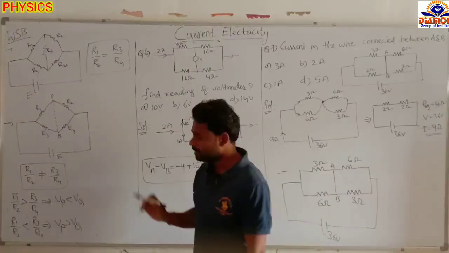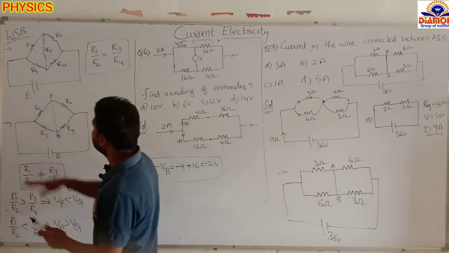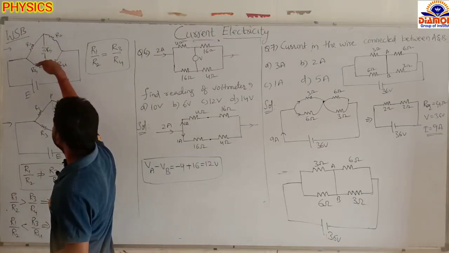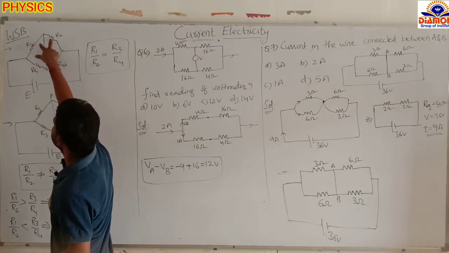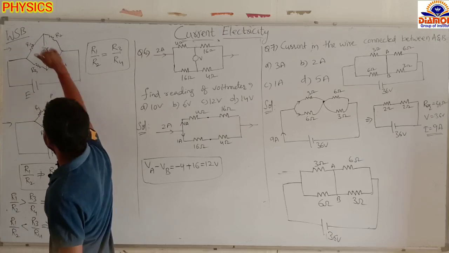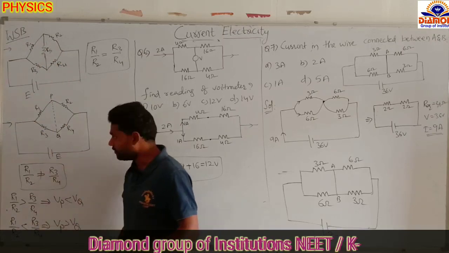Okay, that is for the balanced Wheatstone bridge. If we remove this one, then these two will be in series and these two will be in series. Add up these two, and the combination will become parallel. You know already how to do that one.